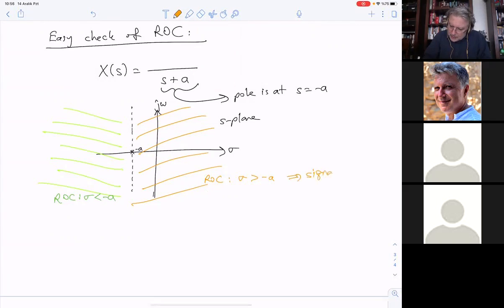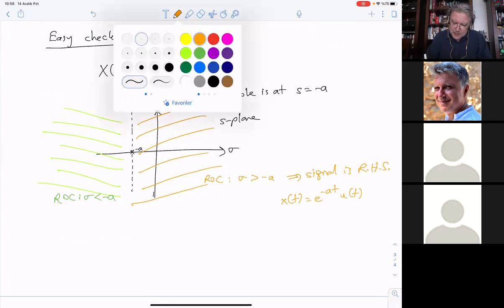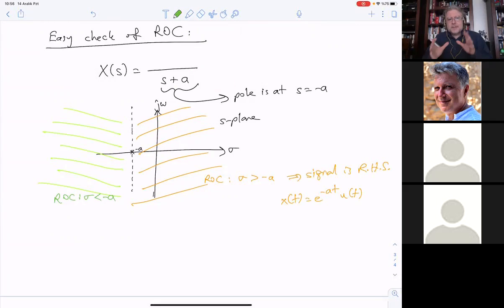So the signal is right-hand sided, and the region of convergence is also right-hand sided. For instance, for this one, if it is 1 over s plus a, then the signal is e to the minus at u of t. This is the right-hand sided solution. If the region of convergence is to the left of the pole, like the green one, then the signal is the left-hand sided solution.